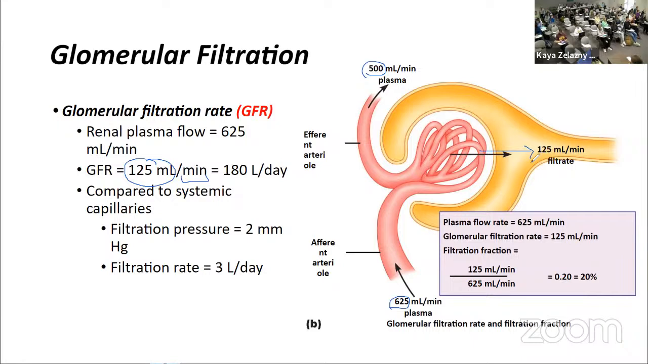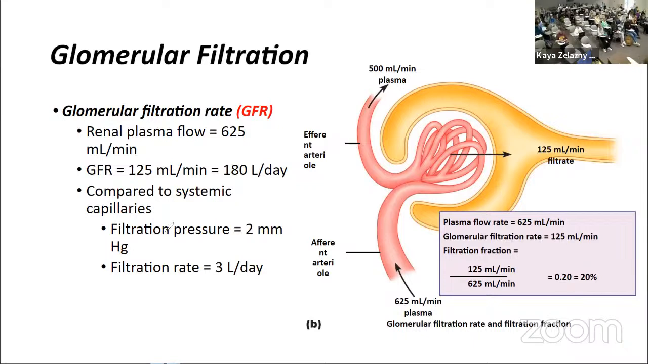Exactly how much we excrete is going to depend on a lot of factors that we'll talk about throughout this unit. But starting right at the top, our typical glomerular filtration rate is 125 milliliters per minute. So this, you can see, is much higher than the filtration that we saw in our systemic capillaries.